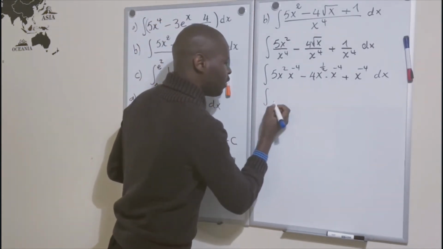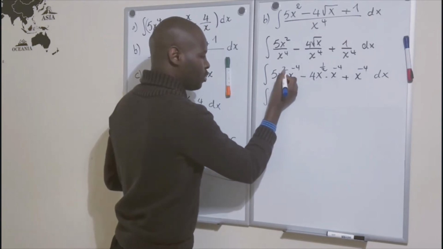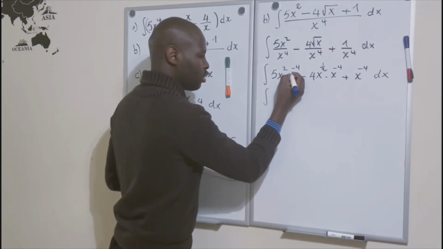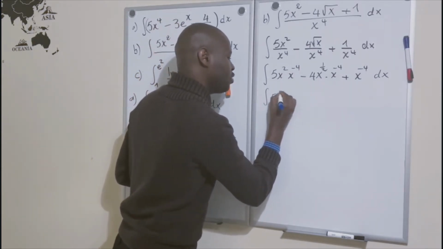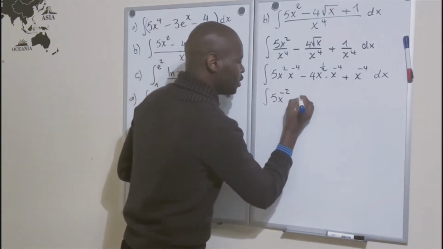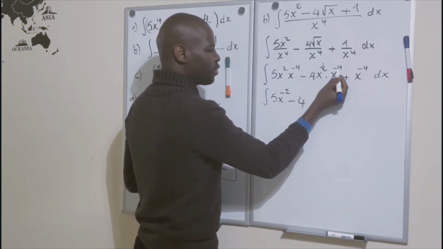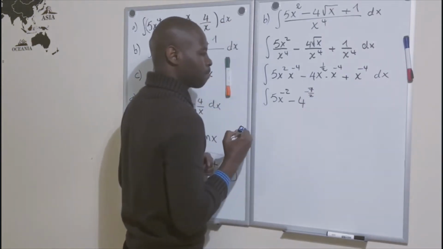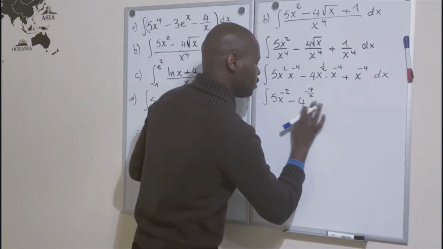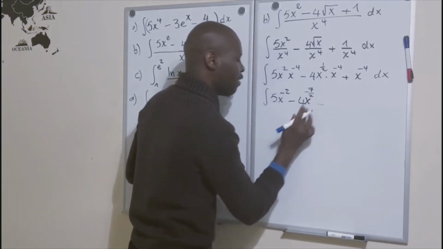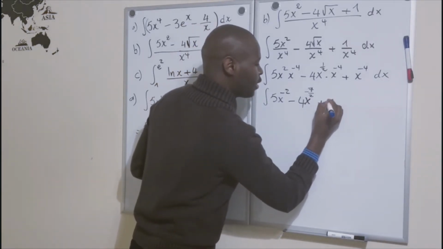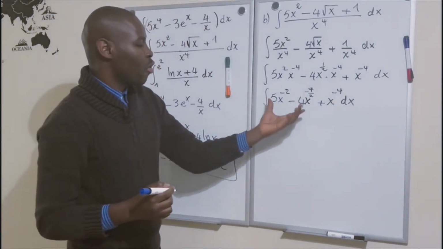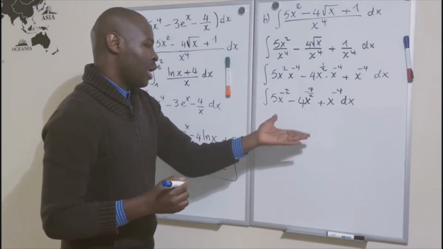So let's go ahead and simplify this one further. Now x squared times x to the minus 4, we're adding the exponents since it's the same base. So this will be 5x to the minus 2, minus 4, and 1/2 minus 4 is minus 7/2, so minus x to the minus 7/2, plus x to the minus 4 dx. Now this is the simplest form I can get, and so I'm ready to integrate.